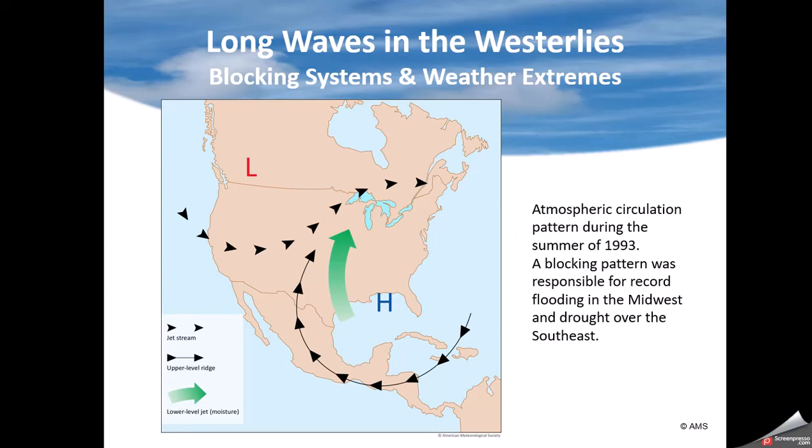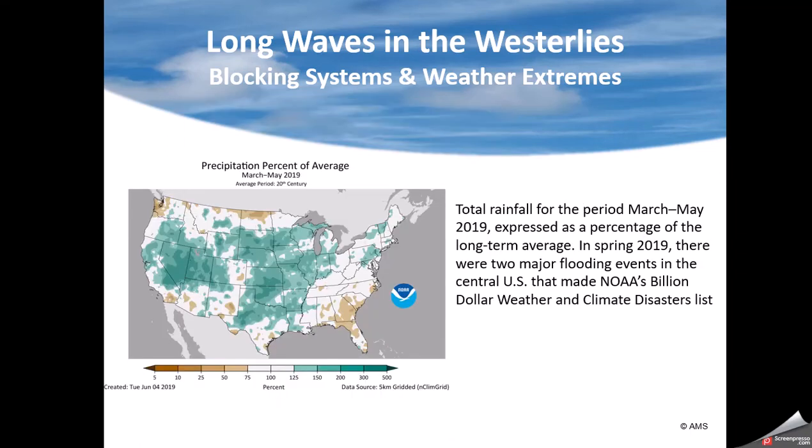Here, for example, was one that occurred in 1993. It just set up over the Midwest, and it produced tremendous rainfall in the Midwestern part of the U.S., while southeastern U.S. had nothing. It was simpler again.